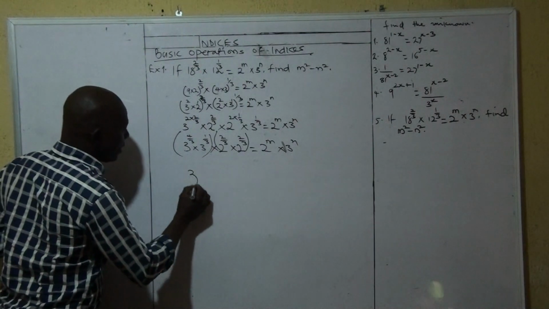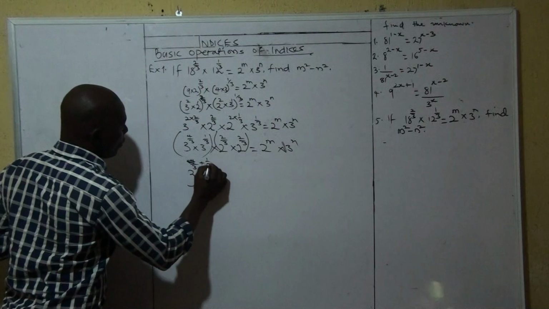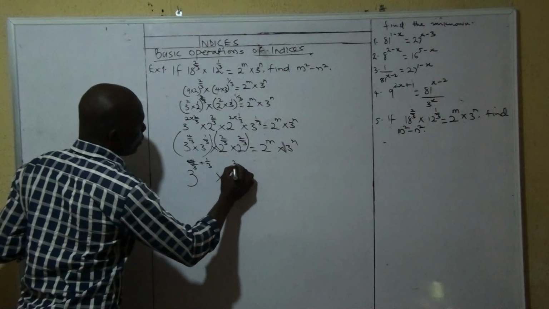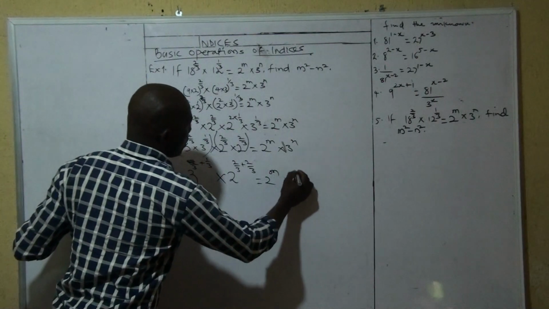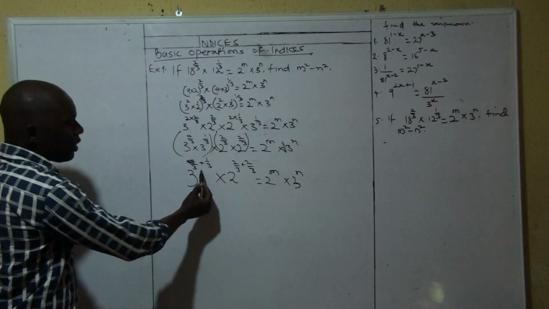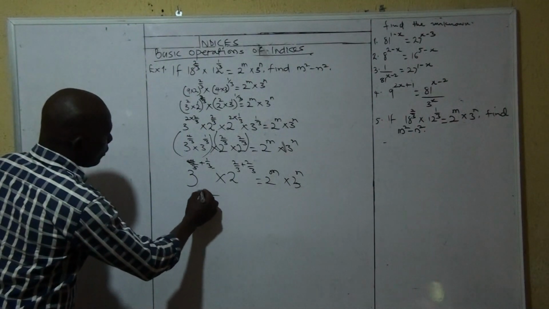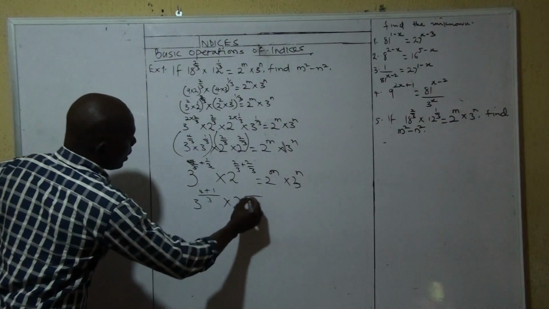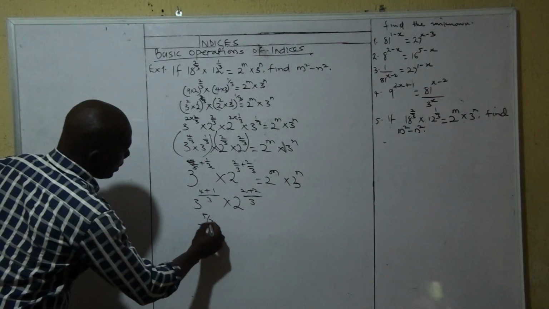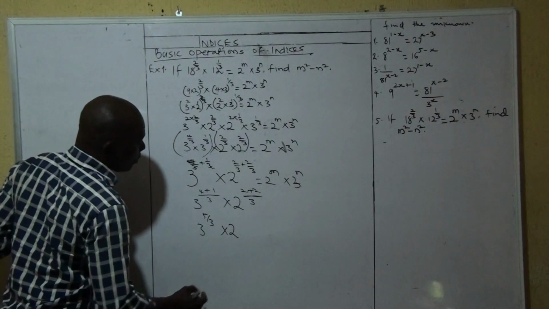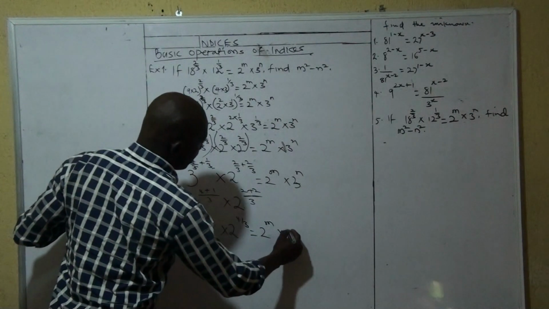So here we have 3 raised to the power 4 over 3 plus 1 over 3, times 2 raised to the power 2 over 3 plus 2 over 3, is equal to 2 raised to the power m times 3 raised to the power n. Since the denominators of these fractional powers are the same, you take the LCM as 3. So here we have 3 raised to the power 4 plus 1 is 5, 5 over 3, times 2 raised to the power 4 over 3, is equivalent to 2 raised to the power m times 3 raised to the power n.